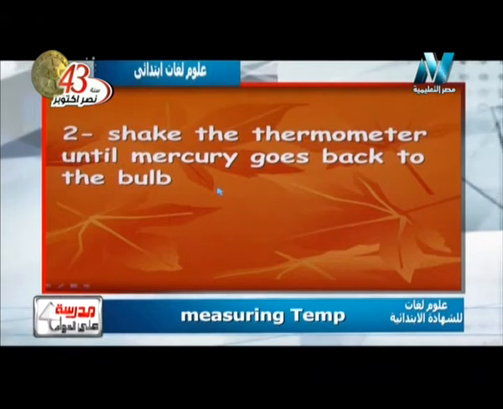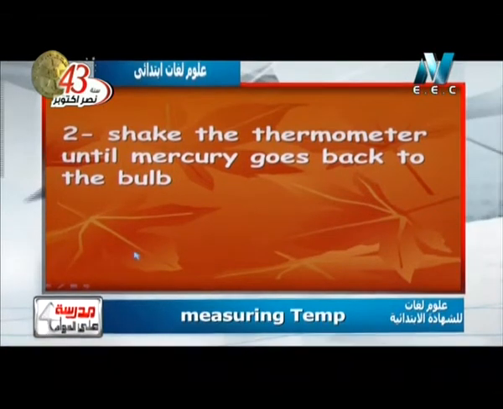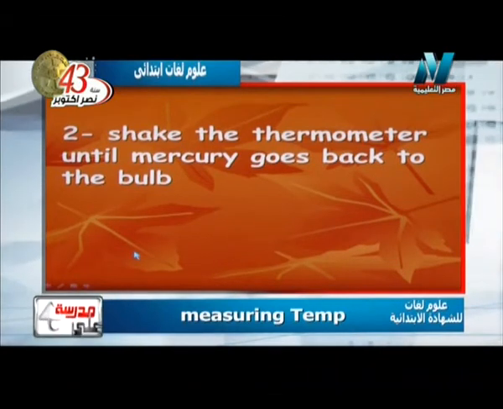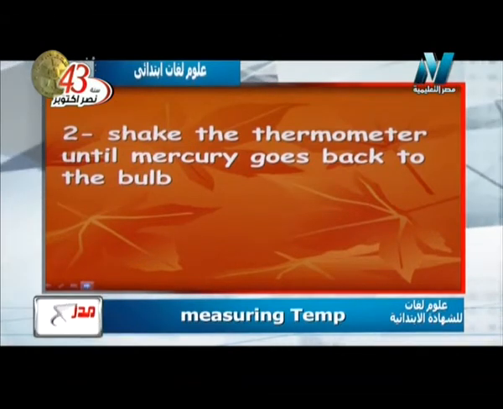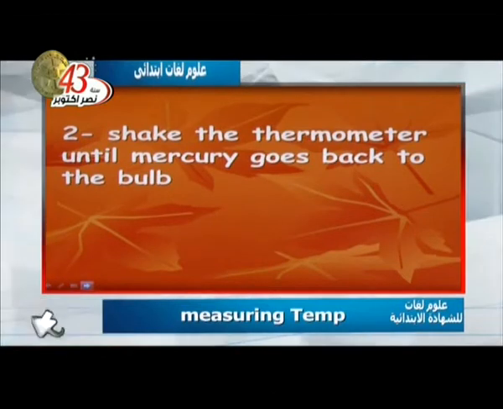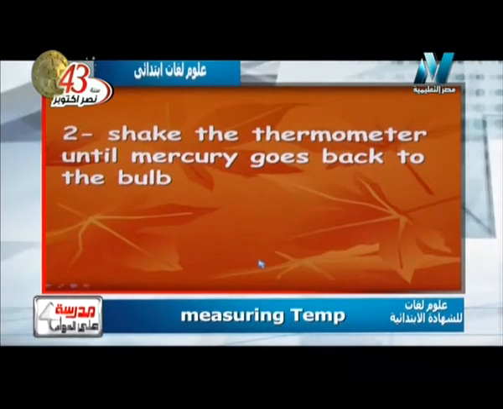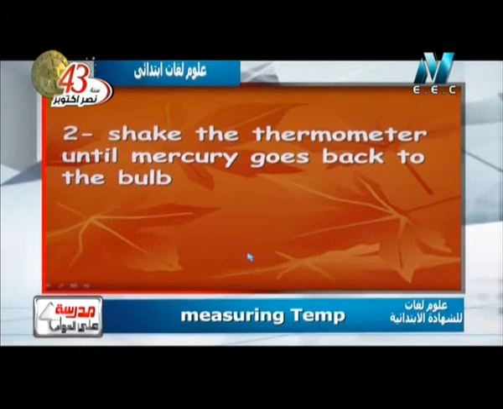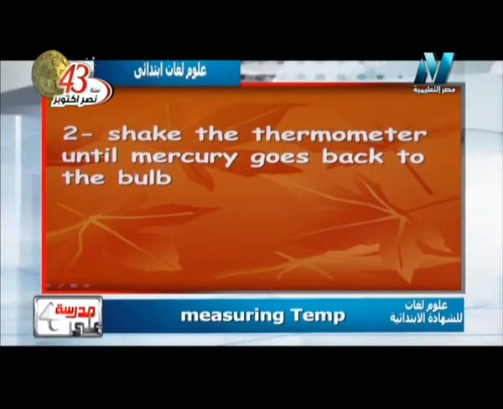هذا الترمومتر أو هرجه هزات شديدة شوية عشان أرجع الميركوري تاني للميركوري bulb. So why I shake the thermometer? Because there is a constriction inside the thermometer. So I must shake the thermometer to force mercury back عشان أدفع الميركوري للخلف مرة تانية. So if there is not a constriction, the mercury can go back easily. But because there is a constriction, mercury cannot go back easily. So I must shake the thermometer. يبقى الخطوة الثانية, we must shake the thermometer until mercury goes back to the bulb.